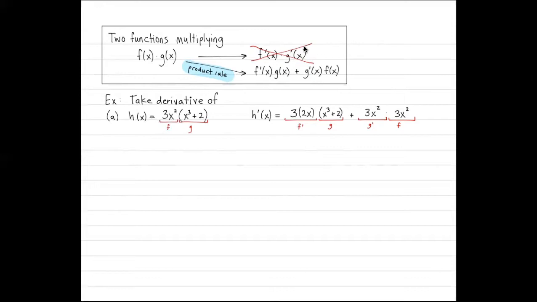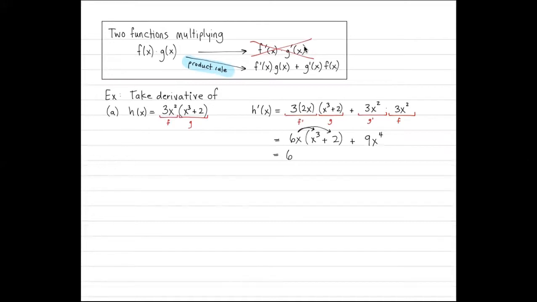Then from there, it's really just simplifying. So in this case, we'd have 6x times x cubed plus 2, plus 9x to the 4. And then we might even go a step farther and multiply this through to get an answer. So we'd have 6x to the 4 plus 12x plus 9x to the 4. So that is certainly one way to take the derivative here. We have two functions multiplying each other, and so we could definitely use the product rule.